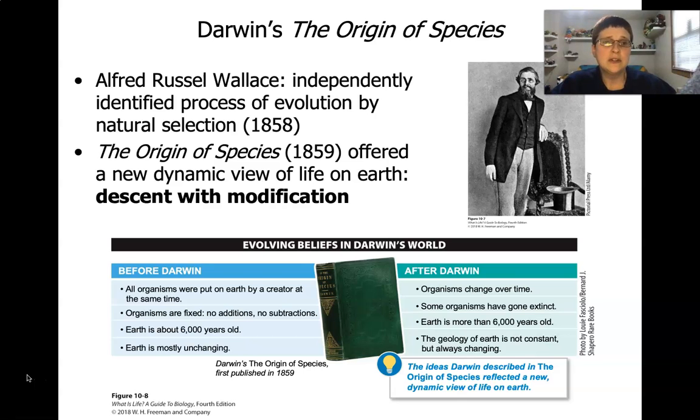It sold out on its first day, and you can see down there at the bottom, it made huge changes to our view of the world, as far as how organisms change, how old the world is, because in order for this to work, it definitely has to be older than 6,000 years old, in order for all these organisms to make it through this process of evolution. The only issue was that he didn't have the actual mechanism. He didn't know about things like genetics at the time.